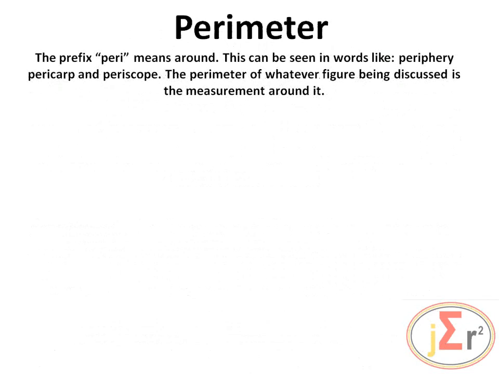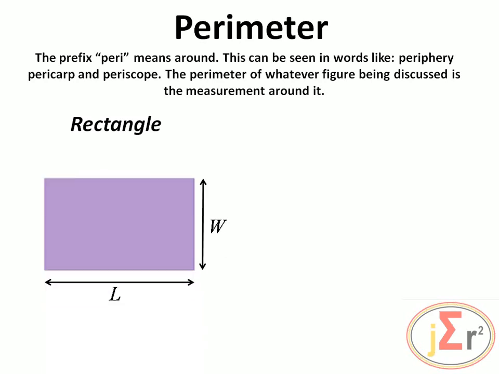The prefix peri means around. This can be seen in words like periphery, pericarp, and periscope. The perimeter of whatever figure being discussed is the measurement around it. And the first one we are going to be looking at is the rectangle.